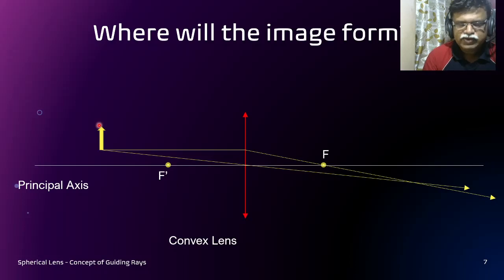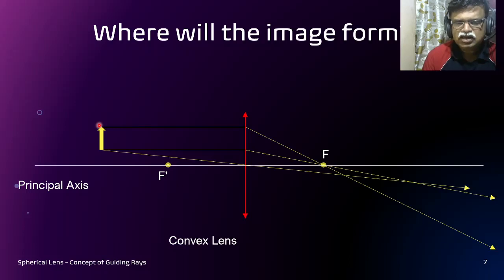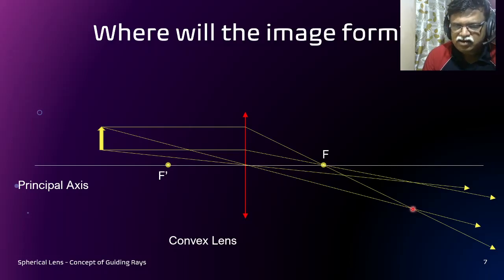What about the top of the object? The top of the object, again we can draw a guiding ray parallel to the principal axis. After passing through the lens it will pass through the focus, and another guiding ray from the center of the lens will meet it at this point, and we can say that the image will form ultimately at this particular location. The top tip of the object will form an image here, the bottom of the object will form an image over here, and we can show the image like this.